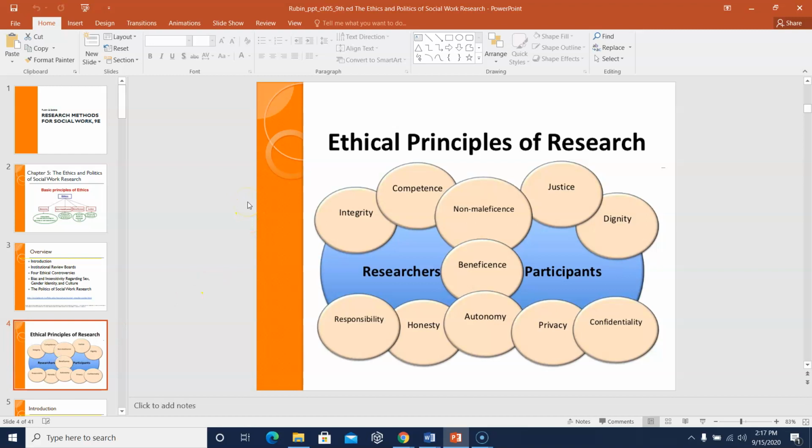Here are some ethical principles of research. You'll see some of the same issues again, but a little bit more: dignity, confidentiality, honesty, responsibility, competence, and integrity. I like this figure because you have the researcher on the left and participants on the right. You see how privacy falls on the participants, and honesty falls on researchers, and so on. But autonomy, beneficence, and non-maleficence are shared, a little bit of both on the side of researchers and also on participants.